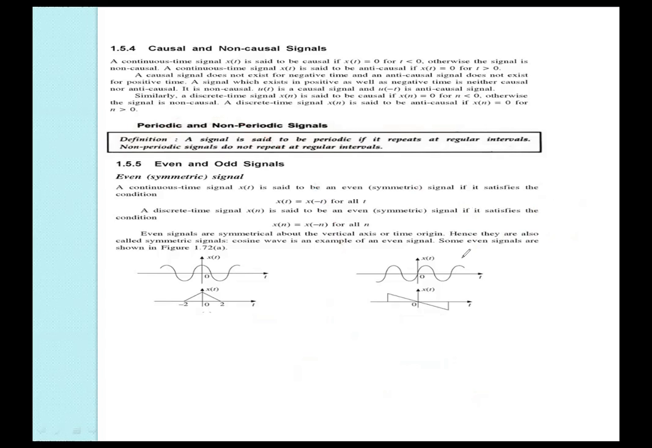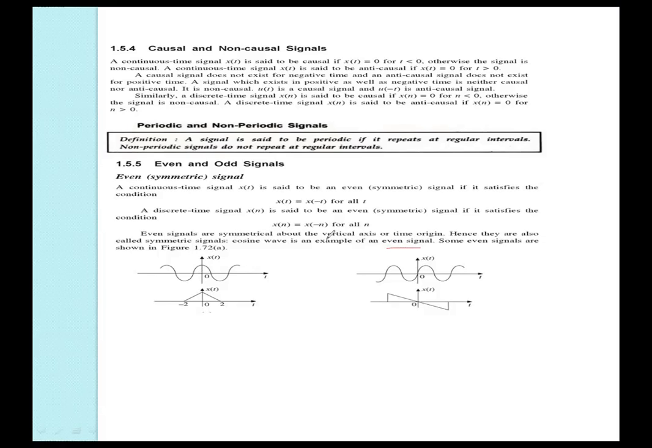The last is the even and odd signal. Even is symmetric, odd is antisymmetric or asymmetric. A continuous time signal x of t is said to be even, nothing but a symmetric signal, if it satisfies the condition x of t is equal to x of minus t. In the discrete time signal also, x of n is equal to x of minus n for all the values. For x of minus t it is also the same thing, an even signal.